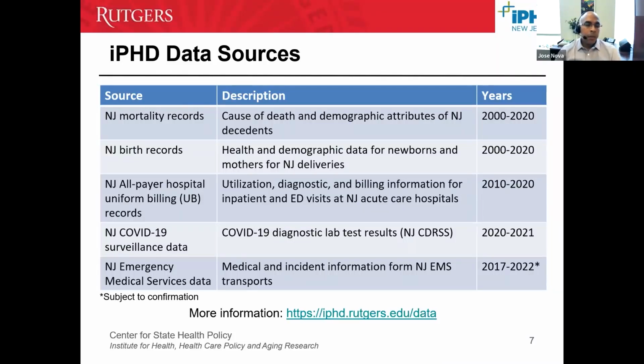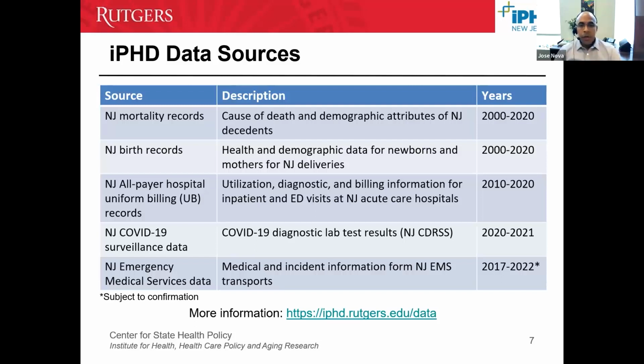So some of these data sources you may or may not be familiar with, and they include the mortality data, and this includes immediate, intermediate, and underlying causes of death, as well as demographic attributes of deceased, place of death. And these records are for New Jersey residents, regardless of location of death.